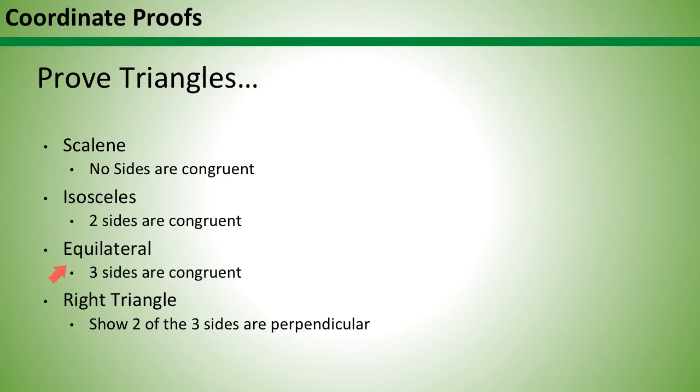The next triangle is equilateral. Equilateral means all three sides are the same. So you're going to find the length of each side of your triangle and show that they are all the same length.